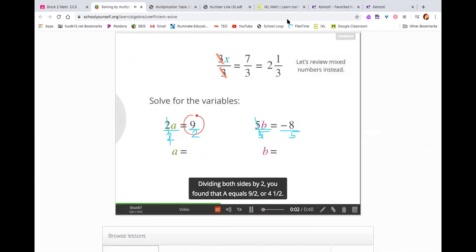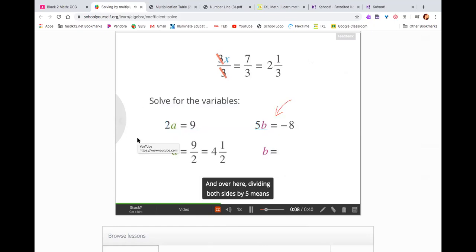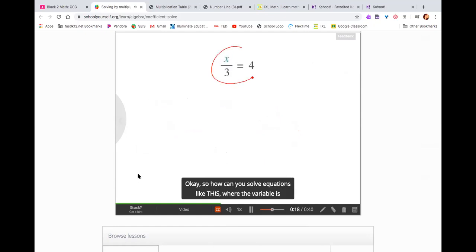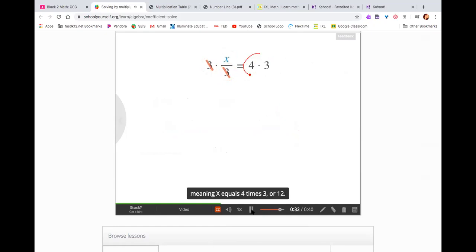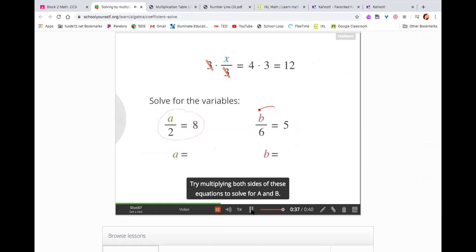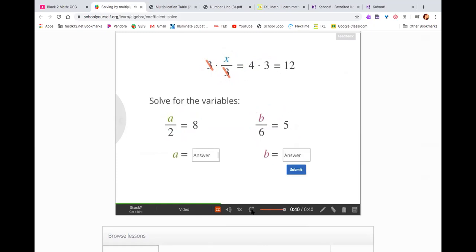Excellent. Dividing both sides by 2, you found that A equals 9/2, or 4.5. And over here, dividing both sides by 5 means that B equals -8/5, which is the same as -1 3/5. Okay, so how can you solve equations like this, where the variable is being divided by a number? Well, let's now multiply both sides by 3. So on the left, the 3 up here cancels out the 3 down here, meaning x equals 4 times 3, or 12. Try multiplying both sides of these equations to solve for A and B.